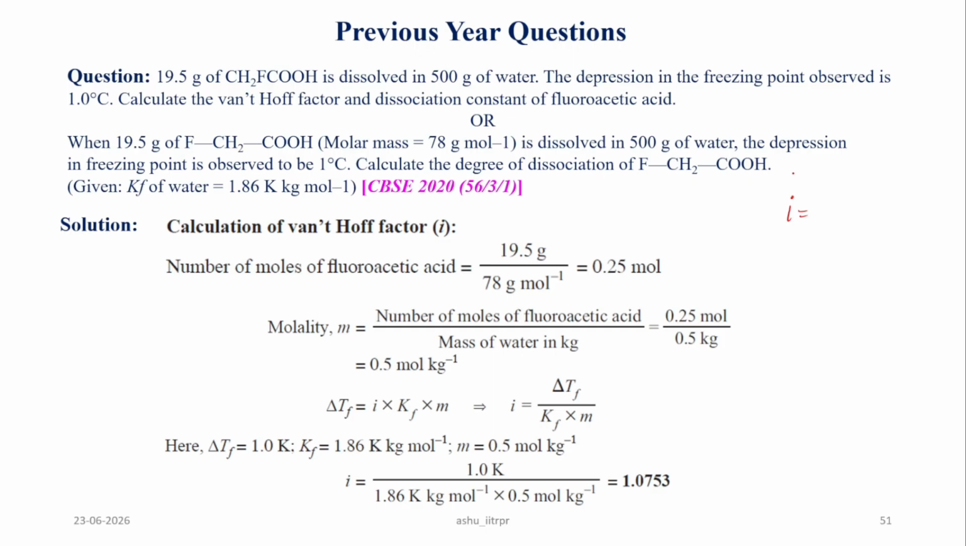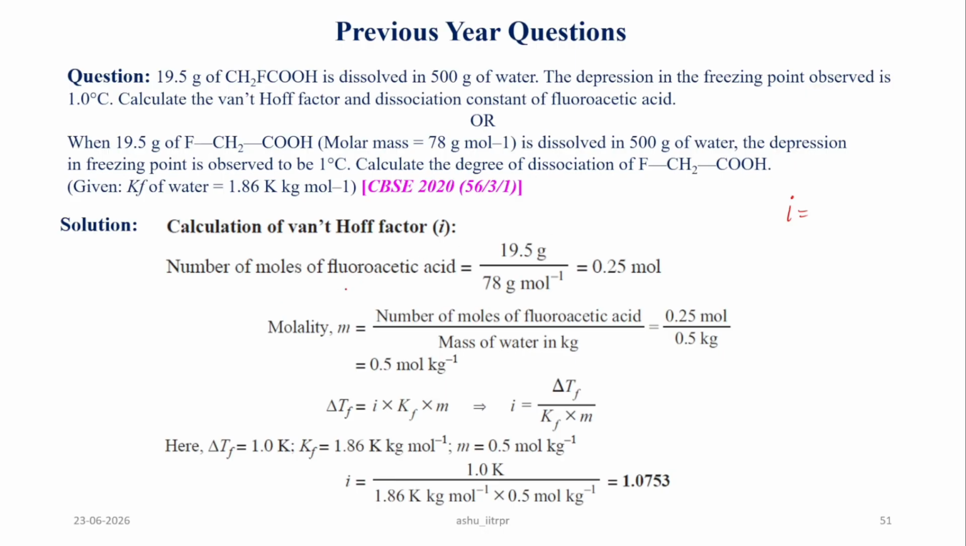So observed molar mass divided by normal molar mass, or normal molar mass divided by observed molar mass, then observed colligative property divided by calculated colligative property. The third one is number of particles after dissociation divided by number of particles before association or dissociation.